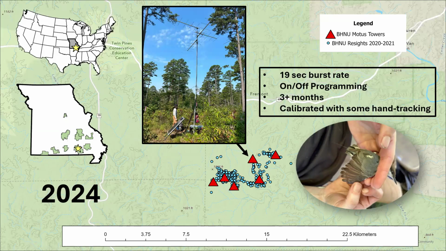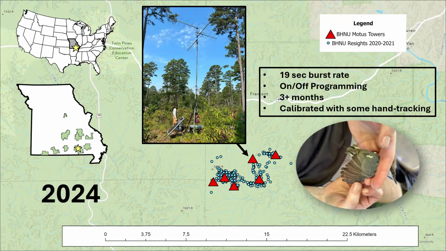The tags that we put on these birds were 19-second burst rate, so really spread out burst rate. We had on-off programming, so they turned on at 6 a.m. in the morning. And we're really trying to draw out that detection or that signal's battery life. So this gave us relatively 3 to 4 months of tag life, which was great for such a tiny tag.